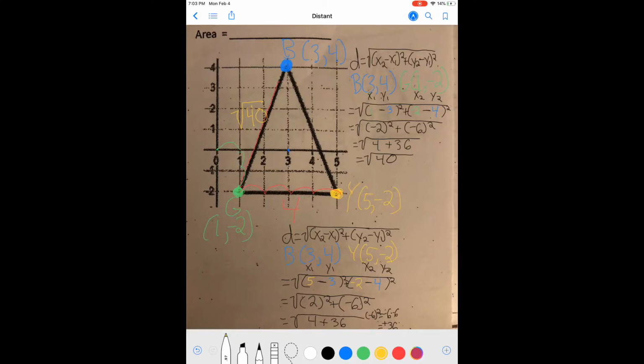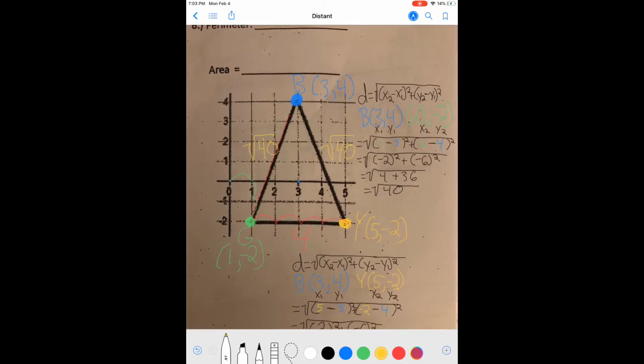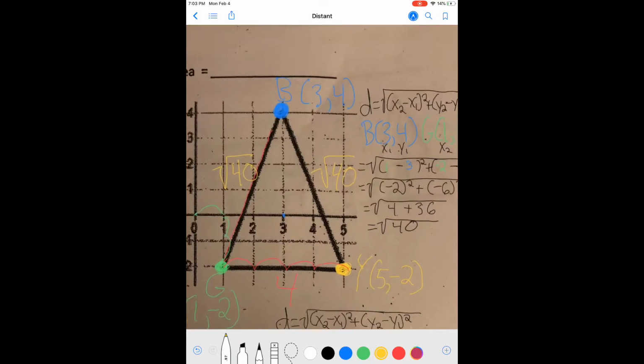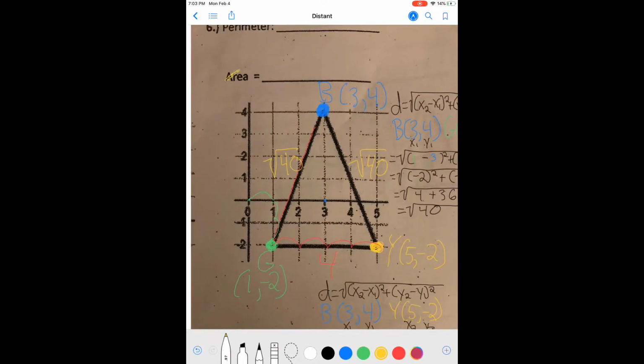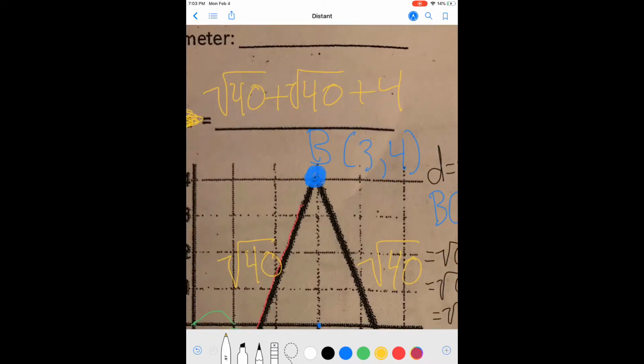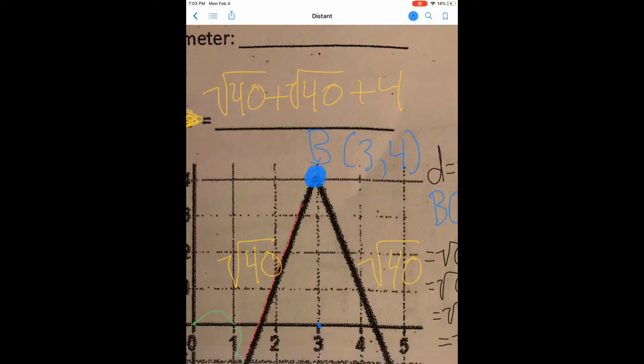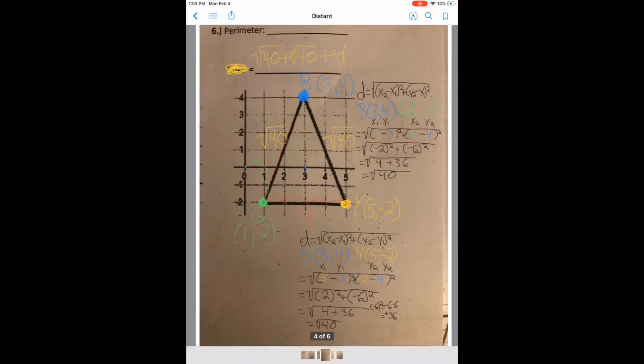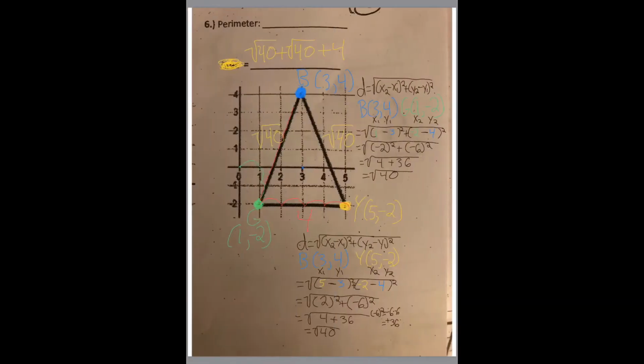So again, the square root of 40. So for our perimeter, I'm just going to mark this out. If we were asked for a perimeter, we're going to do the square root of 40 plus the square root of 40 plus 4. And that is exactly how you would put it in the calculator to get your answer. So take time, pause the video, and copy down any of those notes you need.